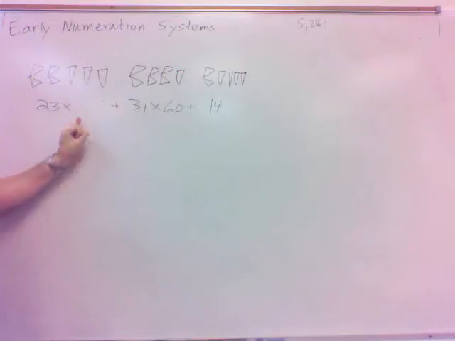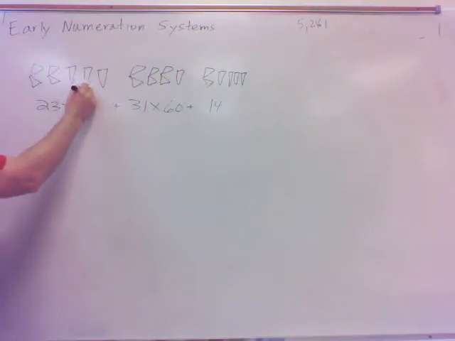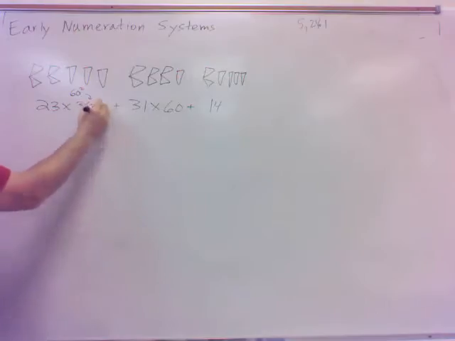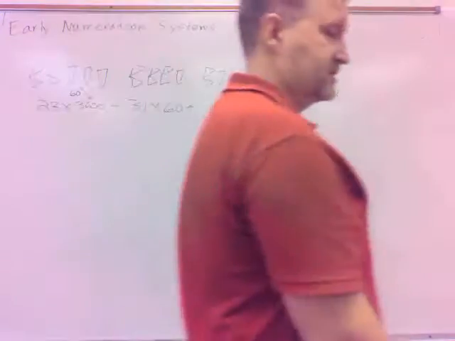So what do you think here? Yeah, most people would say 120. However, we're talking powers of 60. So we're talking the second power of 60, which is not 120. It's 60 times 60, which is 3,600. So they would multiply that next group over by 60 to the second power, which is 3,600. So I'd have 23 times 3,600, 31 times 60. Is that okay?